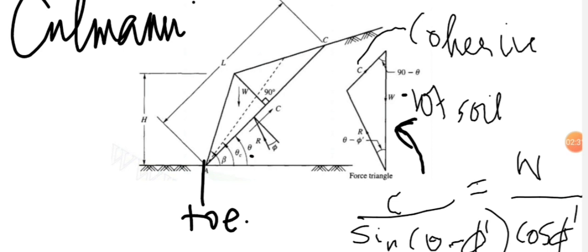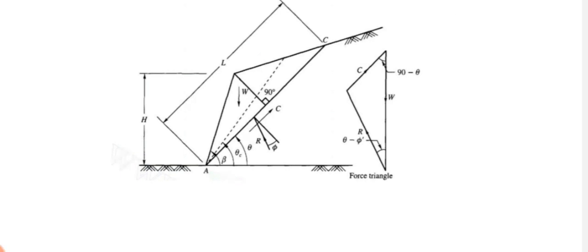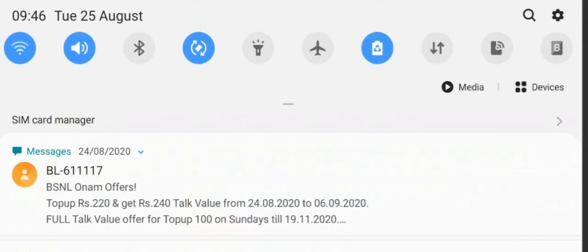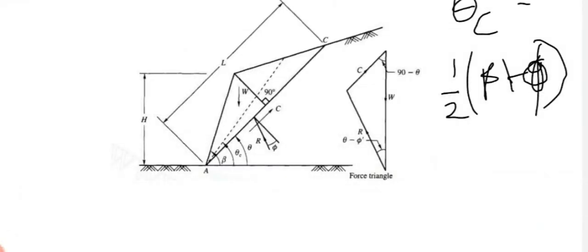This is how he analyzed. By differentiating the equation obtained by solving this force triangle for obtaining a critical angle of slope, he obtained the angle as half of beta plus phi, not theta. That theta C dash was obtained as half of beta plus phi.